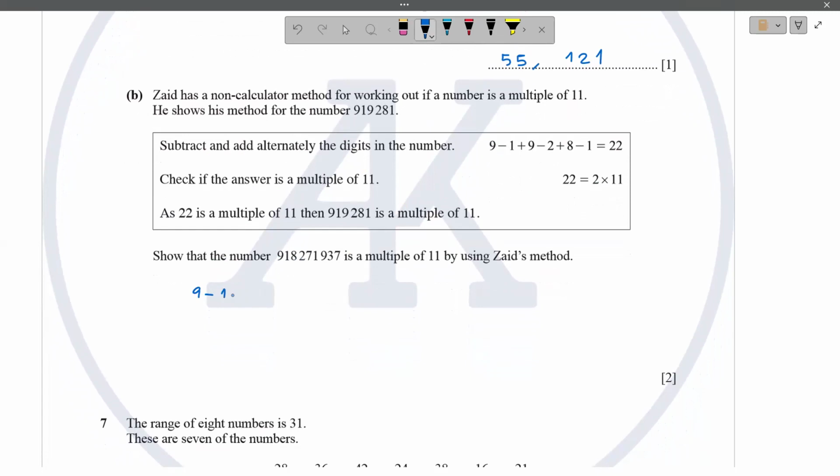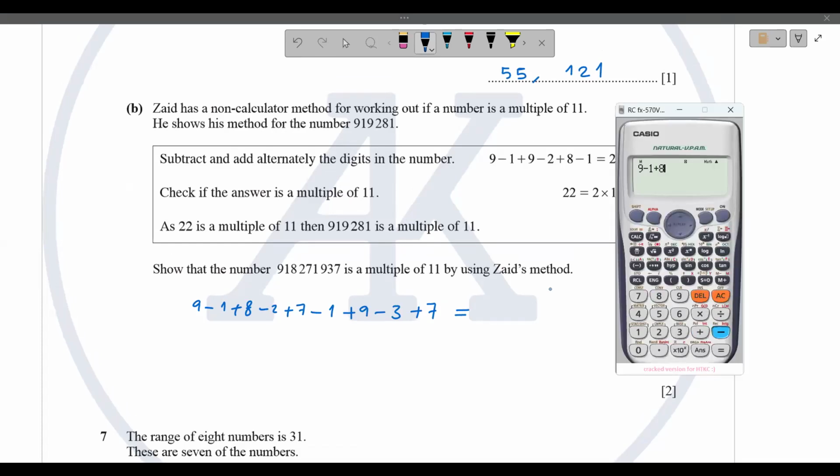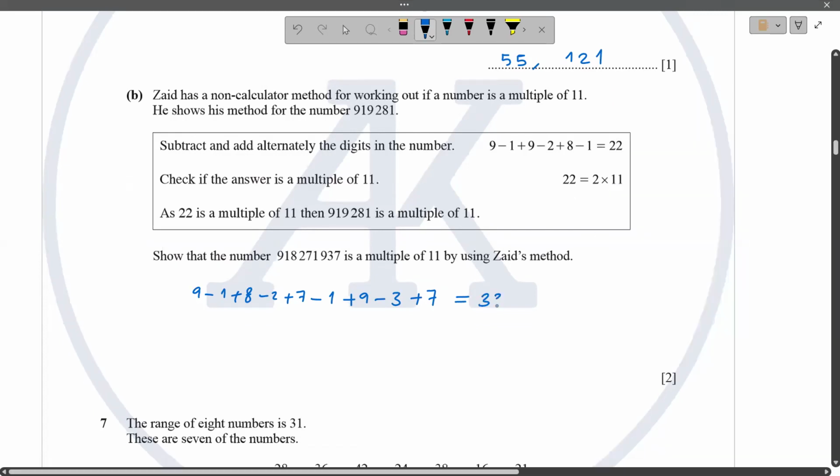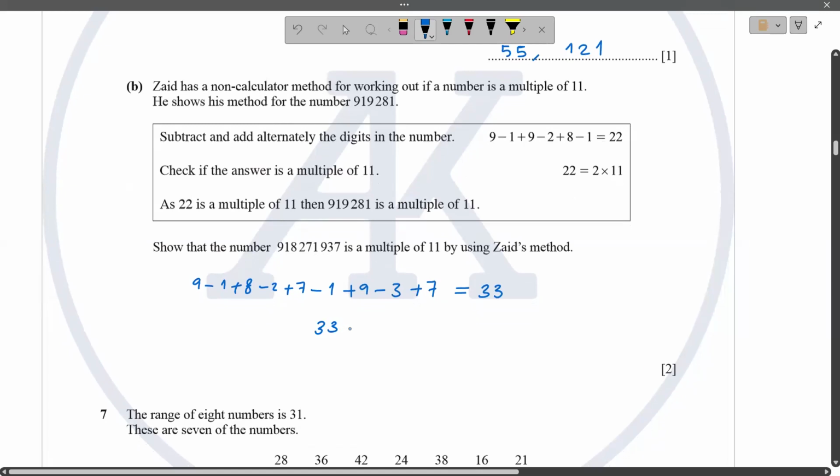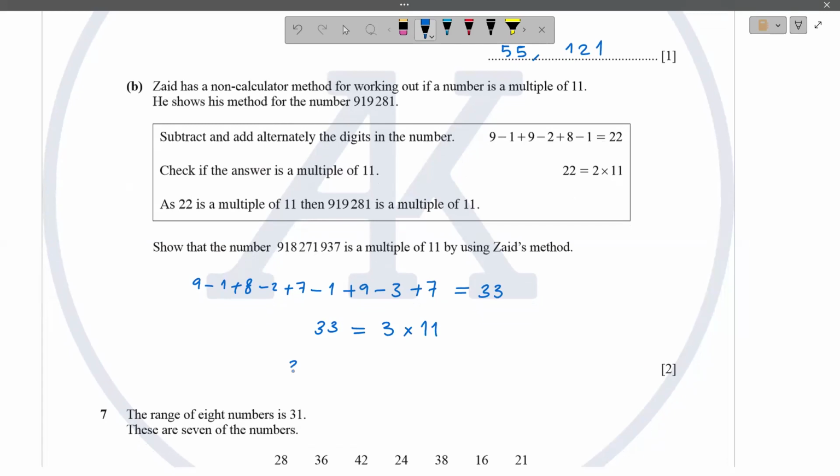9 minus 1 plus 8 minus 2 plus 7 minus 1 plus 9 minus 3 plus 7, which is equal to 33. So 33 equal 3 multiplied by 11. So 33 is a multiple of 11.